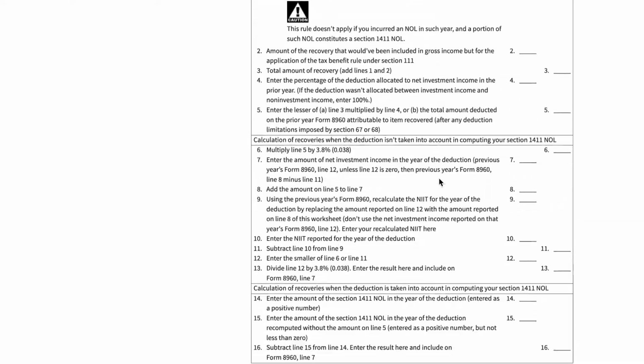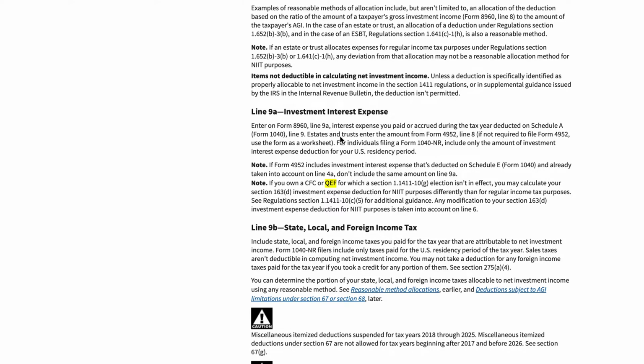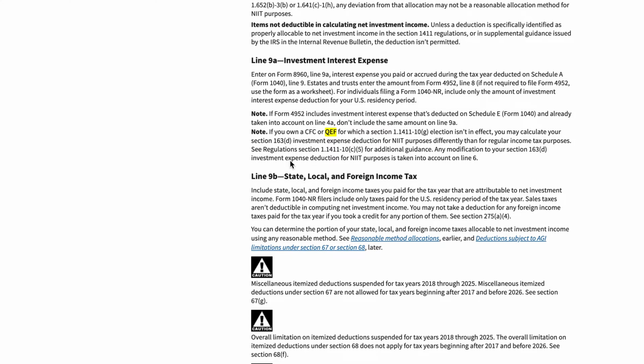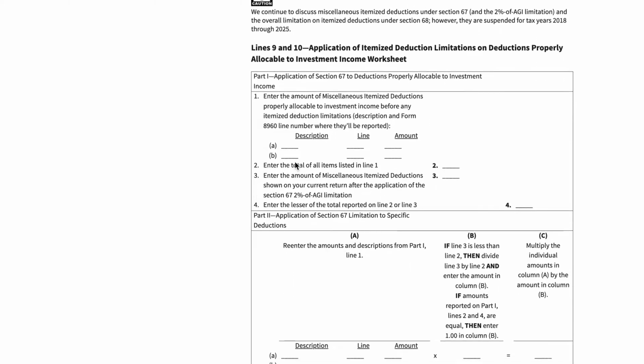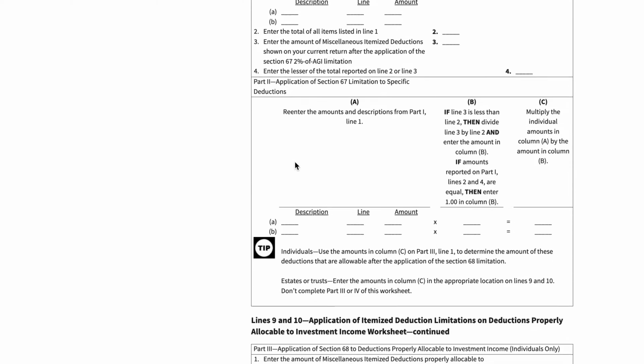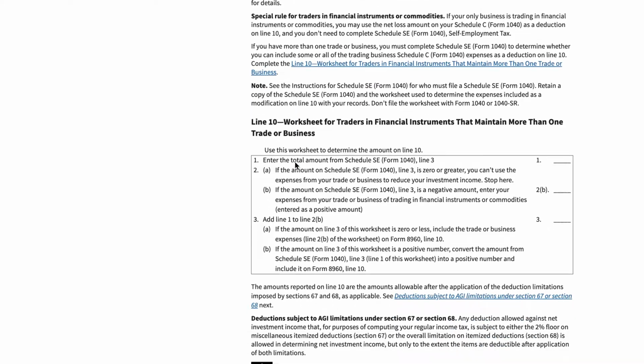So really briefly, go through the form instructions, and you get to line 9A at the bottom. It walks you through where to get your investment interest income, investment interest expense. Generally speaking, if you're deducting on Schedule A, you might find it there. The 9B, the state, local, and foreign income tax, miscellaneous expenses. There's a worksheet for you to complete if any of those expenses are applicable to you. And then line 10 contains additional modifications.